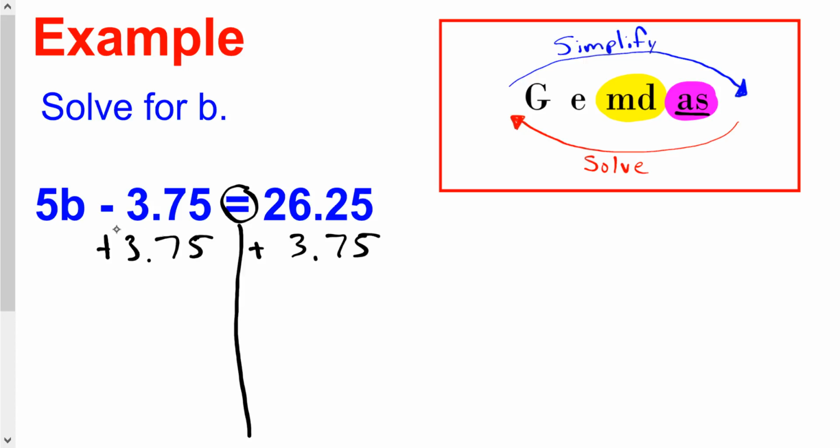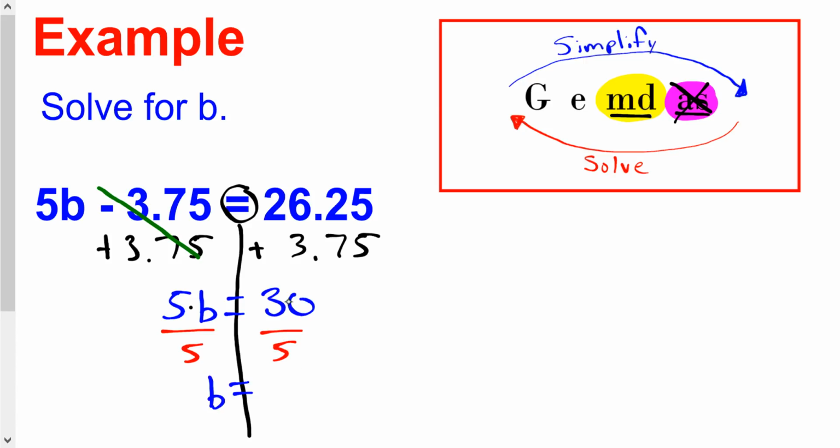Negative 3.75 plus 3.75, they're opposites, so those are actually going to cancel out to make 0. Leaves me with 5b equals 26.25 plus 3.75 is 30. And now that I'm done with all my addition and subtraction, I have to undo multiplication and division. Well, there's multiplication here, so I'm going to undo multiplication with division. 5 divided by 5 is just 1, so 1b equals 30 divided by 5 is 6, so b equals 6.